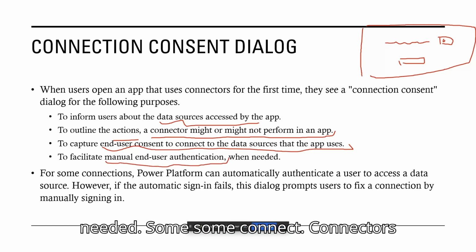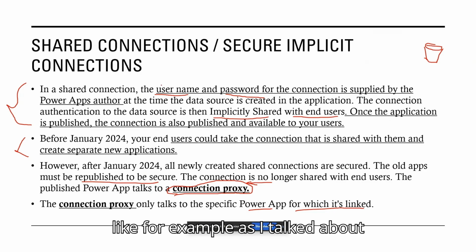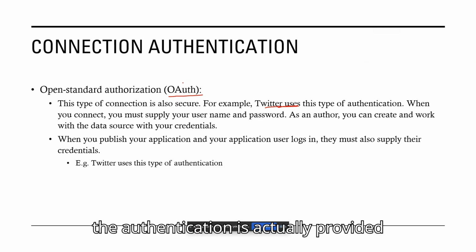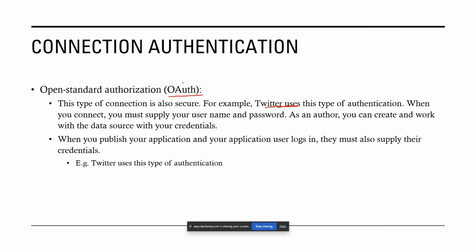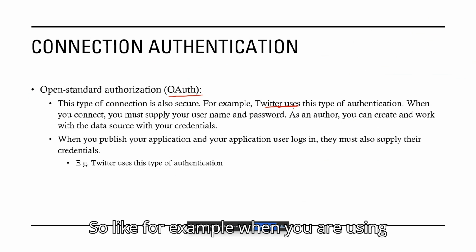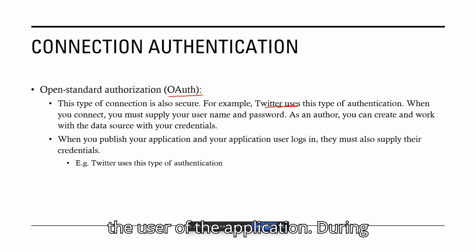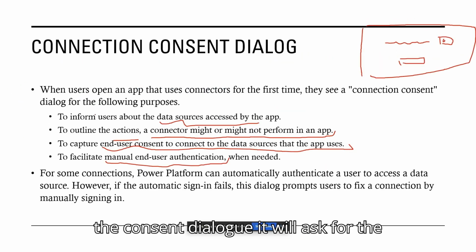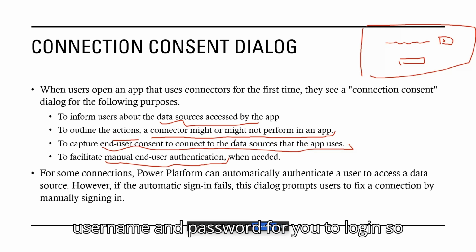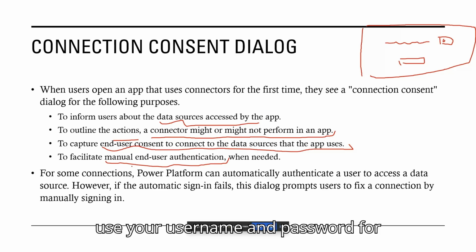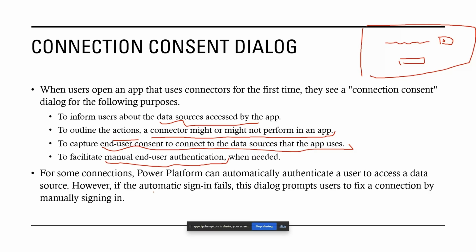Some connectors, as I talked about, use OAuth authentication. So in OAuth, the authentication is actually provided by the user. For example, when you're using Twitter, the authentication is given by the user of the application. During the consent dialog, it will ask for the username and password for you to log in, so that Power Apps will be able to use your username and password for accessing that data source.